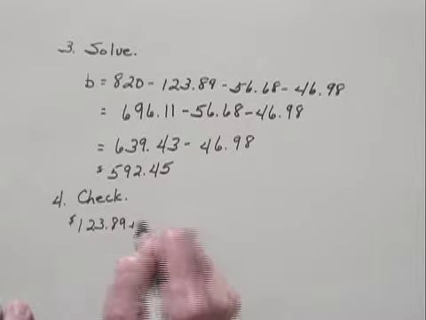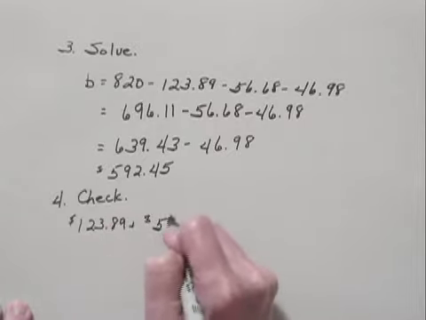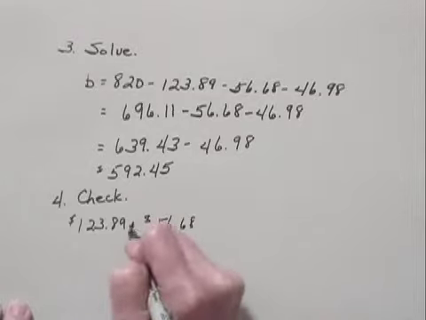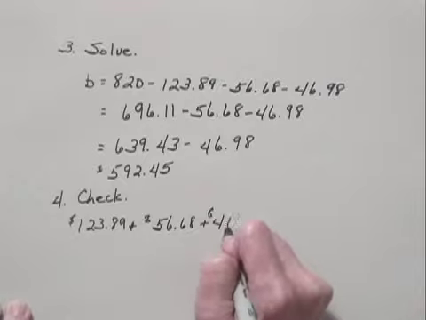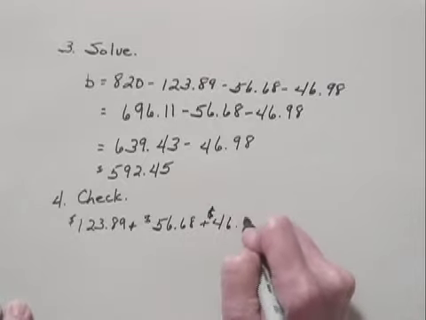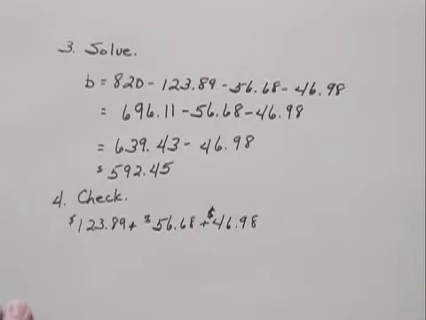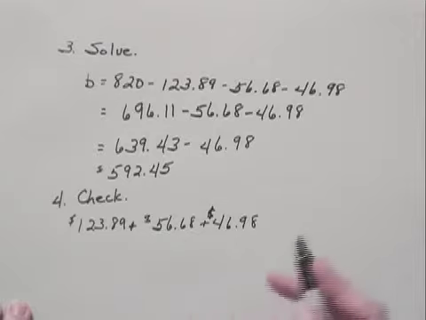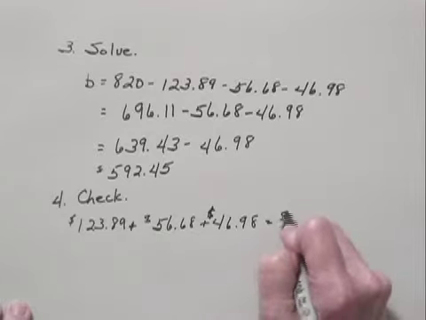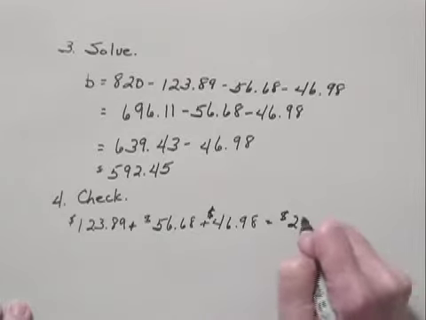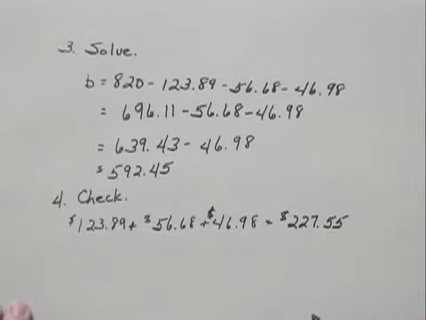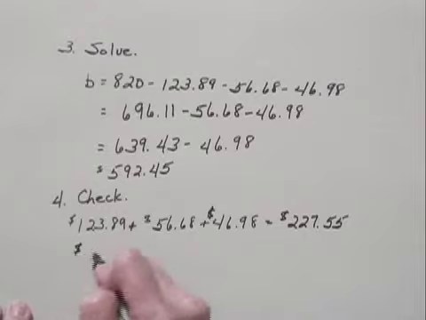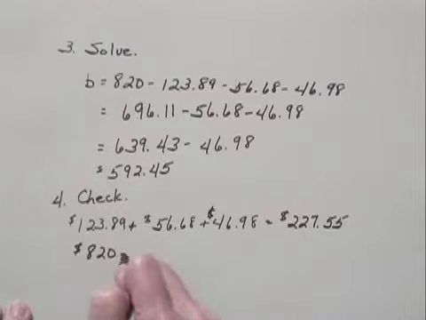We had $123.89 plus $56.68 plus $46.98 for the total amounts of the purchases. And when we add these three numbers together, we get $227.55. And now let's subtract this from the original balance, which was $820.